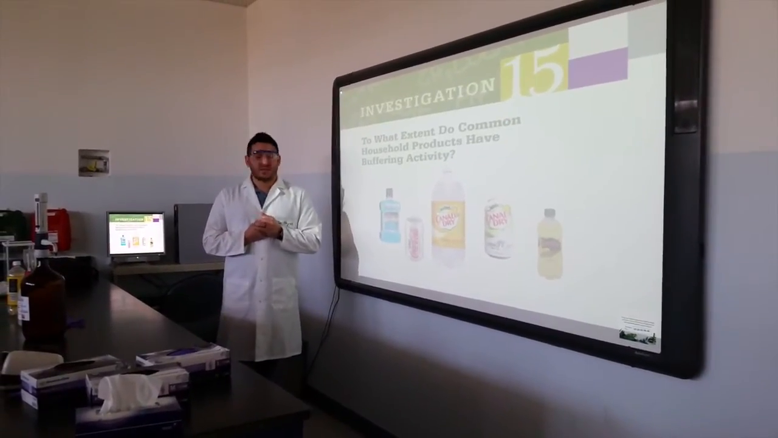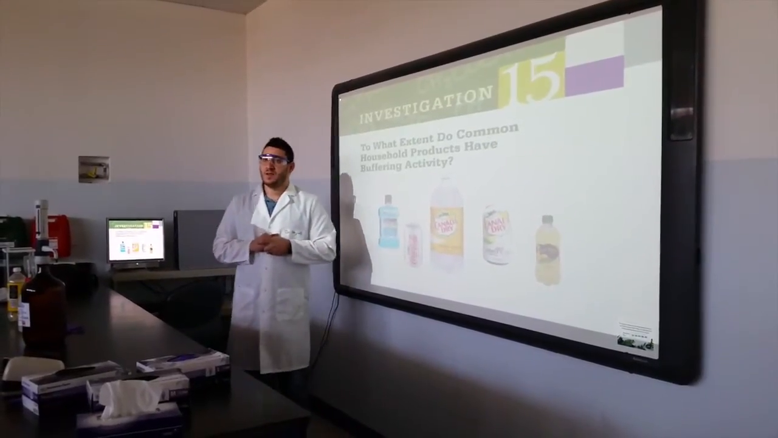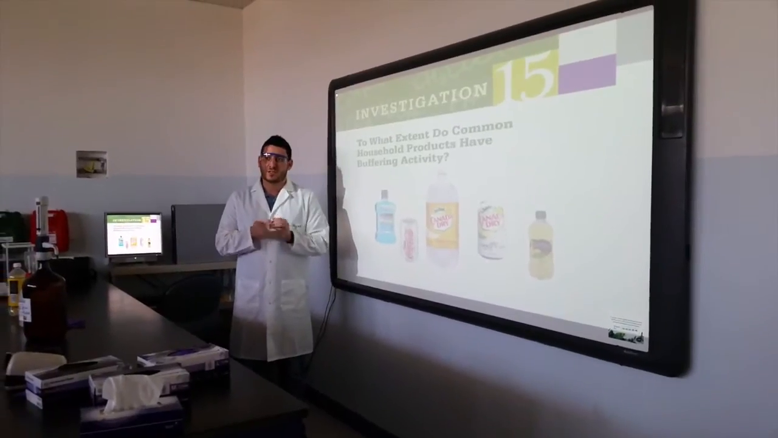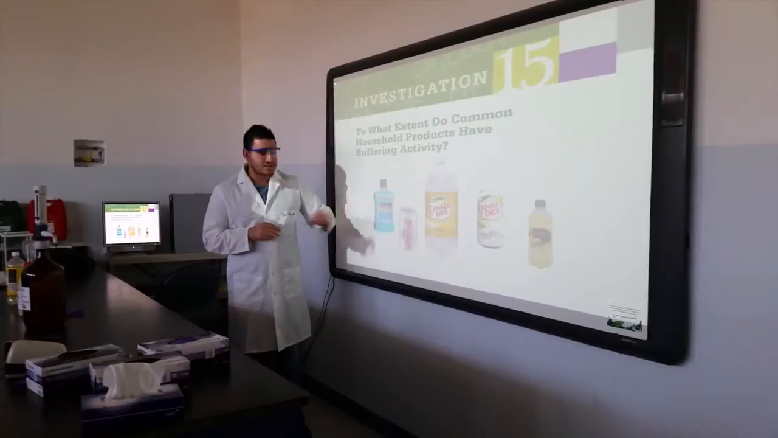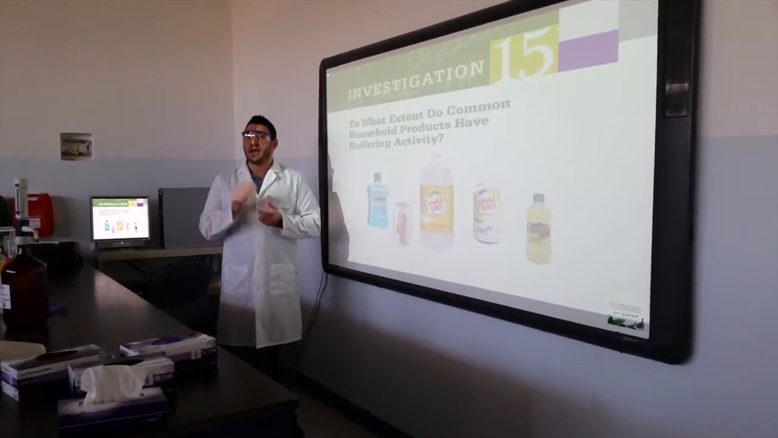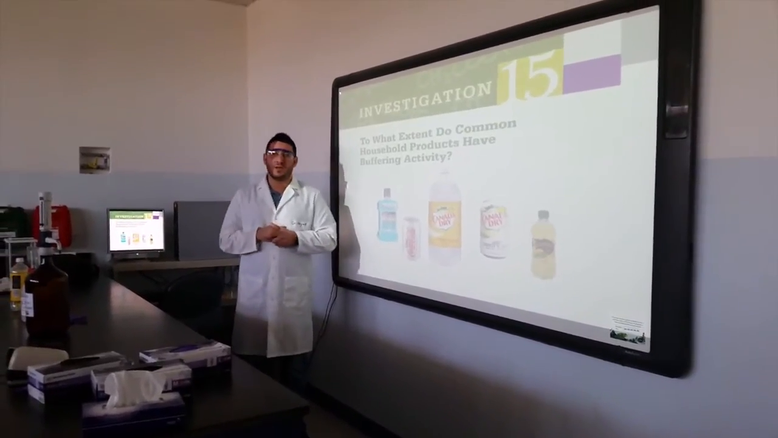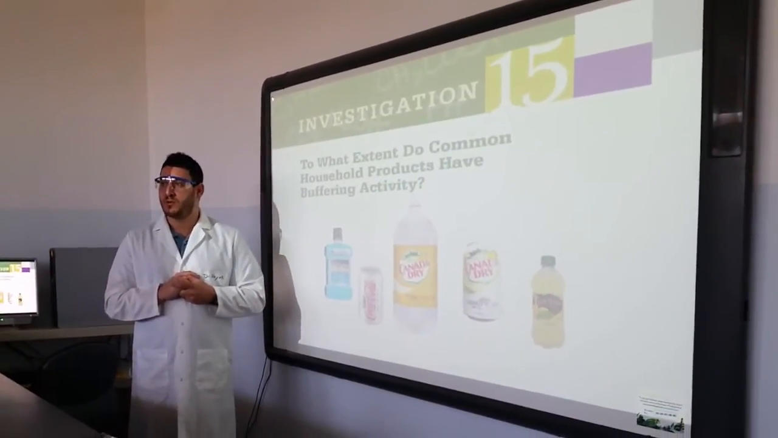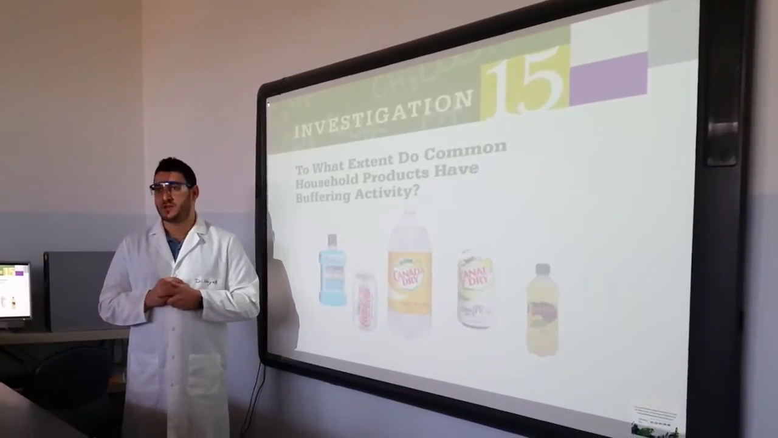Now, to check whether these products are acidic or basic, it's going to be easy for you since you have a pH meter. You can just stick the probe inside a sample of this product, and you check what is the pH. And based on that, because today we are providing you with two titrants, we're providing you with 0.1 molar HCl and 0.1 molar NaOH.